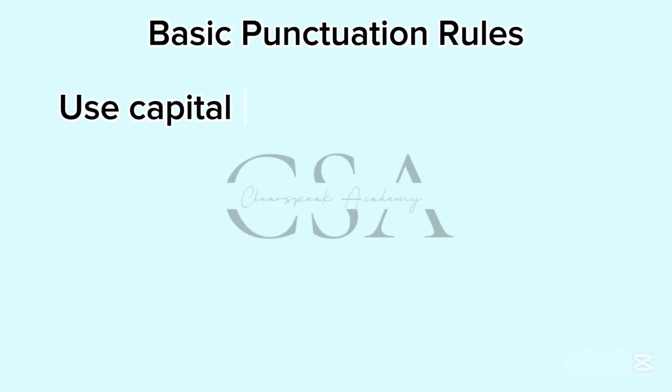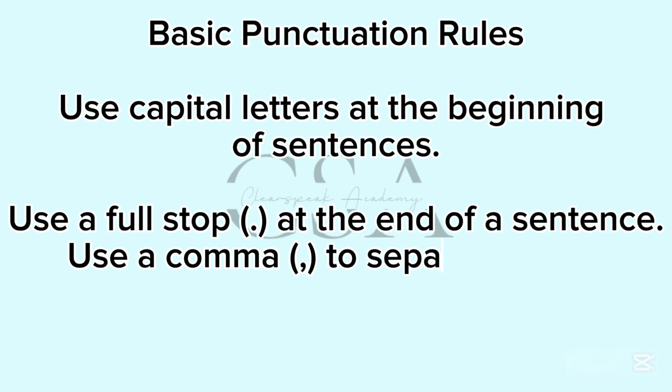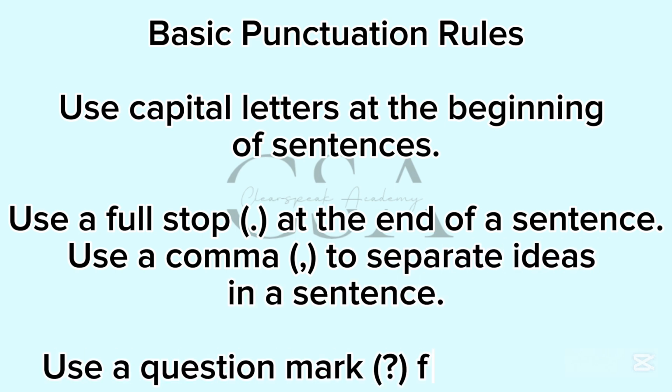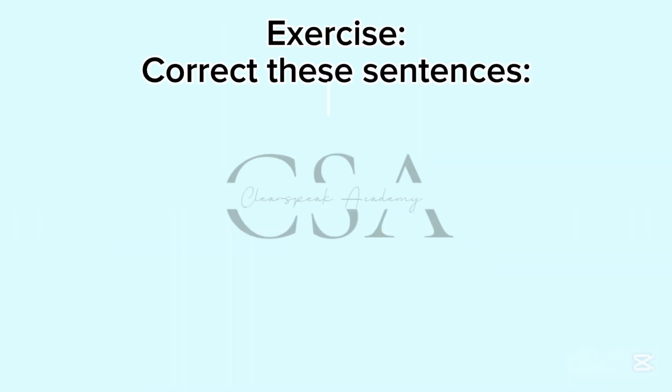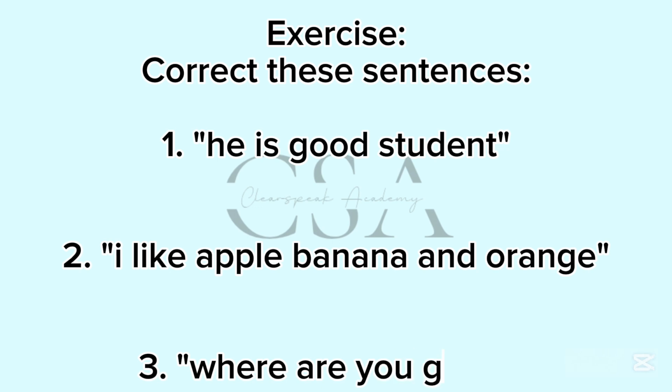Basic punctuation rules. Use capital letters at the beginning of sentences. Use a full stop at the end of a sentence. Use a comma to separate ideas in a sentence. Use a question mark for questions. Exercise. Correct these sentences. 1. He is good student. 2. I like apple, banana, and orange. 3. Where are you going?